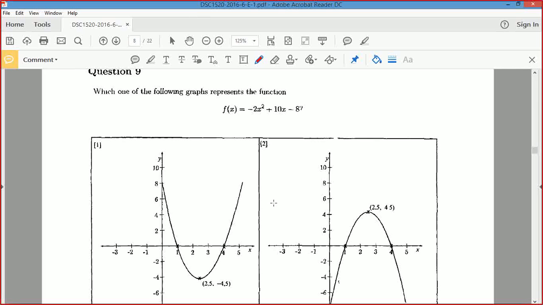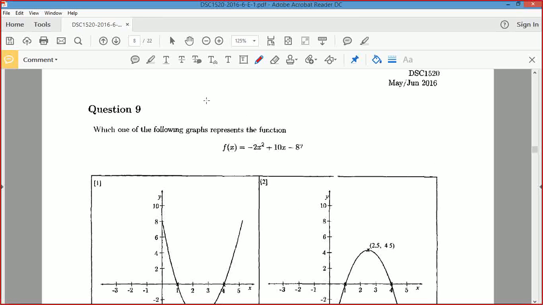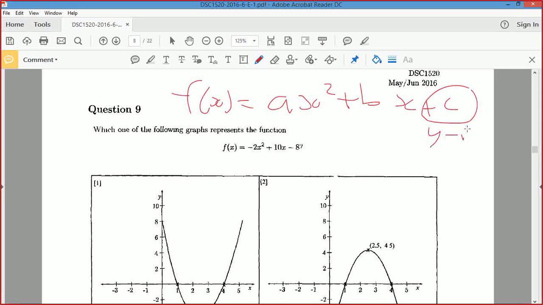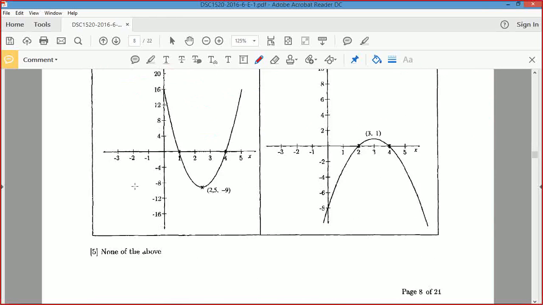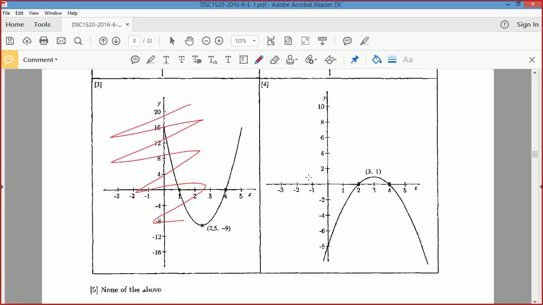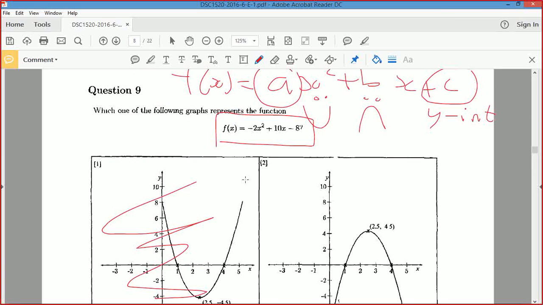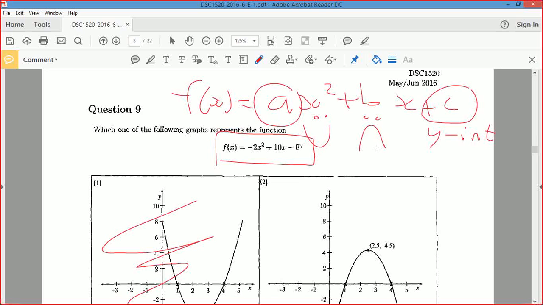Here's another one. This is a nice question as well. Easy or difficult? Easy, you just need to remember the equation for a parabola. f of x is ax squared plus bx plus c. c is the y-intercept. a is happy or sad. So what does this graph look like? Happy or sad? We've got a sad graph. Exactly, so 1 is out. 3 is out. It's either option 2 or 4. So what else do I need? I need to know the y-intercept. What's the y-intercept?